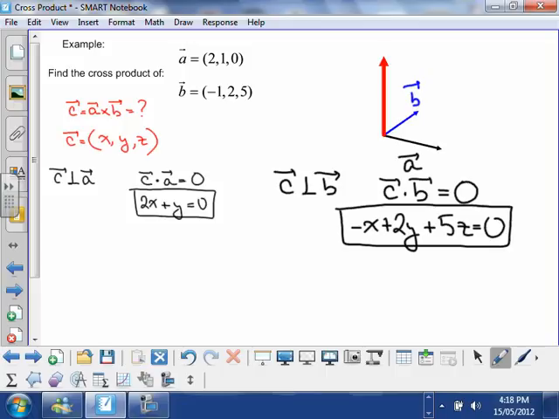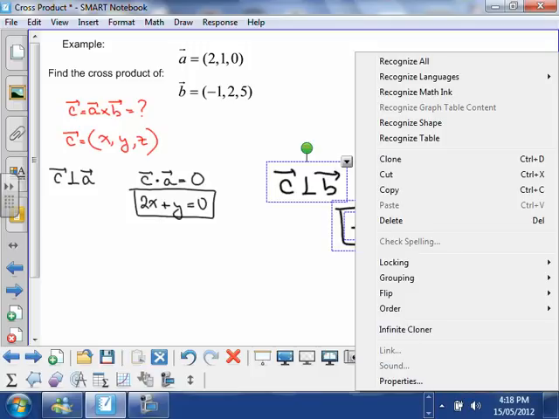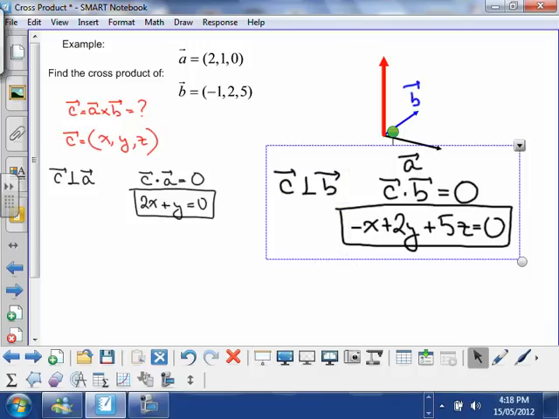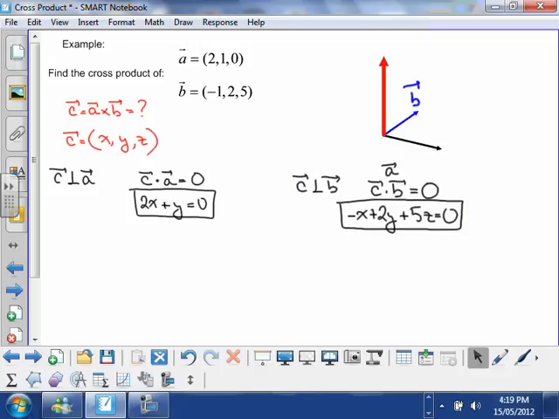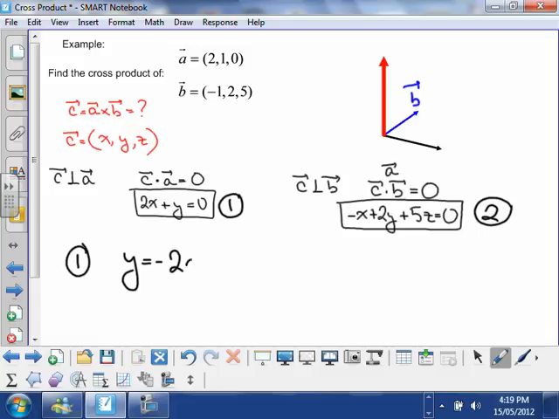Do not forget, my objective is to find a vector C given by x, y, and z. Let's see if we can manipulate this a little bit. And I shouldn't be surprised if I got more than one vector. This is number 1, and this is number 2. From 1, I'm going to isolate y. Y equals negative 2x. And with this, I'll substitute into 2.